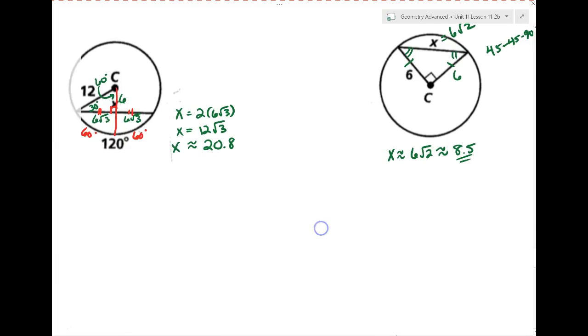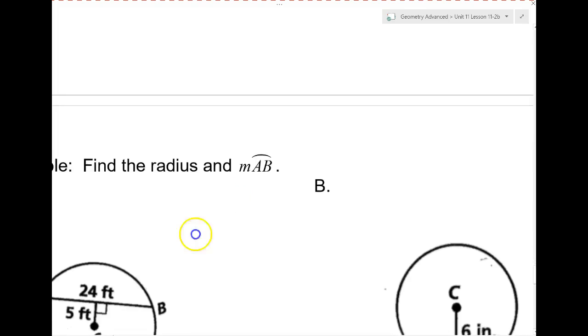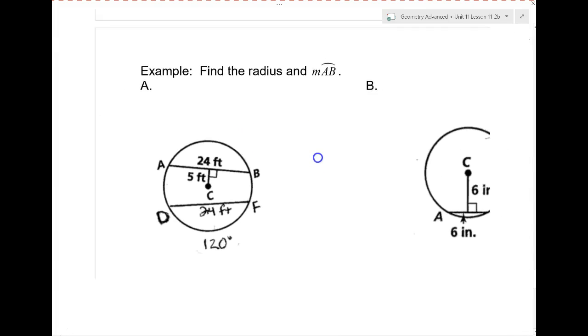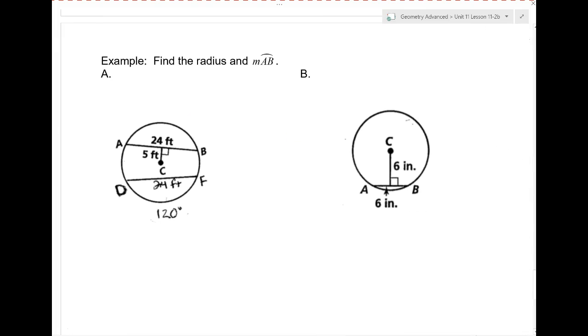So far with notes, none of this is really earth-shattering. It's just that you have to really apply what you know. All right, are you guys good with that? You just have to really know. All right, with this next one here, it says find the radius and the measure of arc AB. Find the radius, the measure of arc AB.